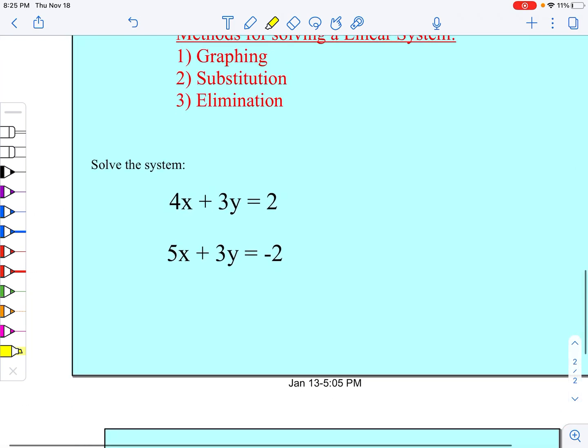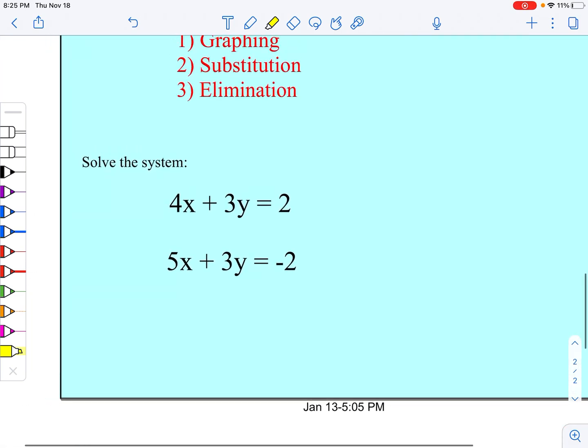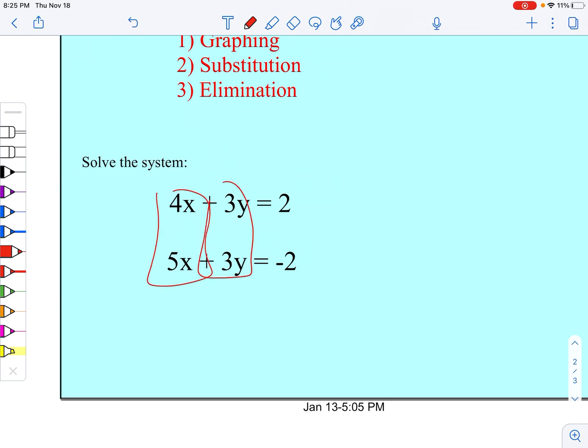Okay. Let's do another one here. This particular problem, again, everything is also already lined up for me. X's, y's, equal signs, and constants. Again, that's not always the case, but these first examples we're doing are set up kind of nicely for us.